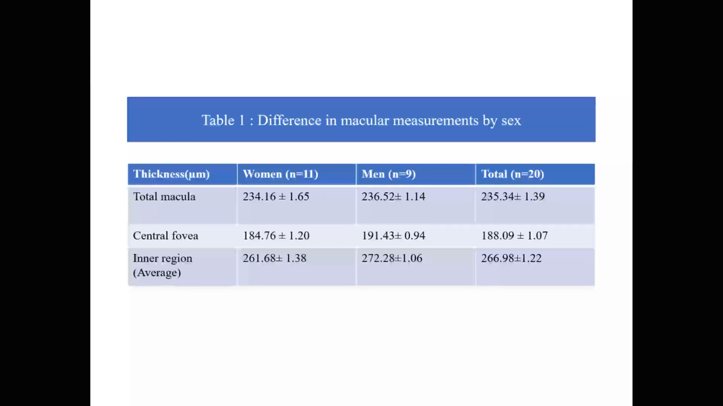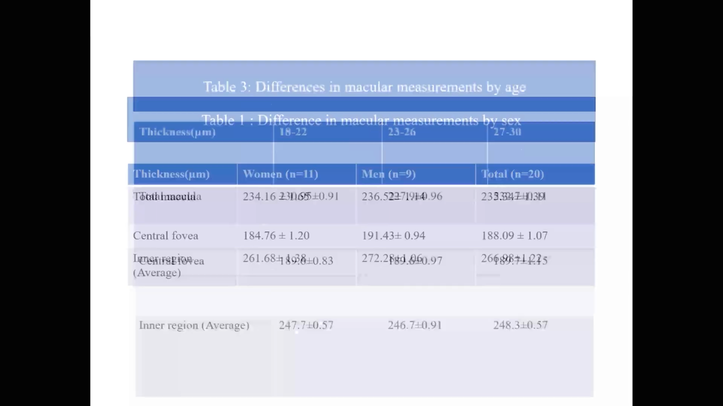Here, the thickness of total macula, central fovea, and inner region of the macula was measured in micrometers. In women, the total macular thickness was 234.16 plus or minus 1.65, whereas in men it was 236.52 plus or minus 1.14. And central foveal thickness in females was 184.76 plus or minus 1.20, whereas in men it was 191.43 plus or minus 0.94. And the inner region was 261.68 plus or minus 1.38 in women, and in men it was 272.28 plus or minus 1.06.